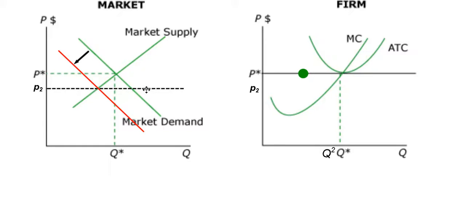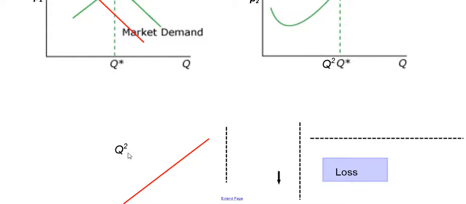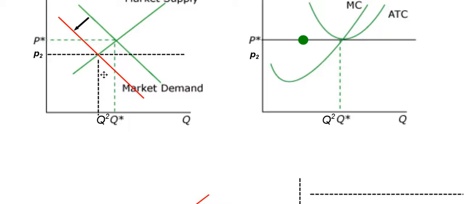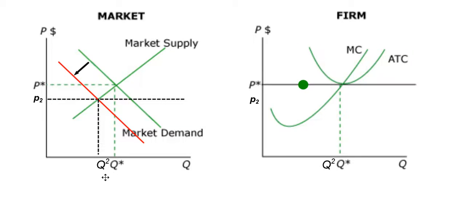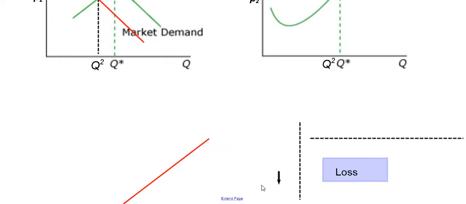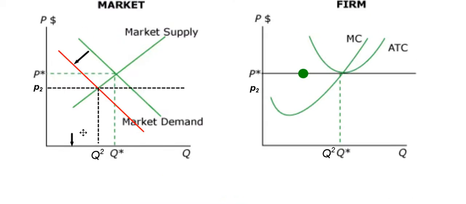So now we're at a lower price in the market. And that's going to give us a lower quantity produced in the market. So that's going to be about right there. So that's what you want. That's what you need to do with your market graph. And you can also show that the price has dropped. So that's what that should look like.